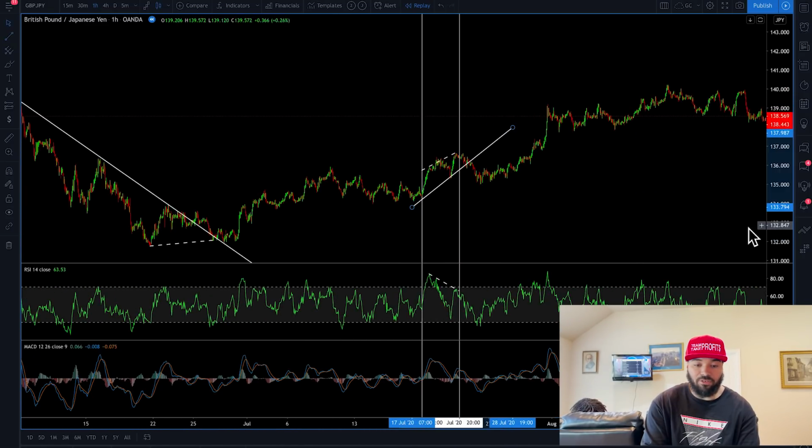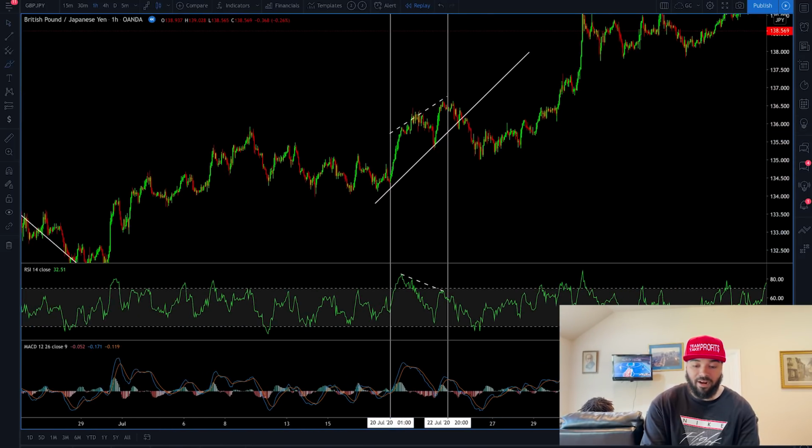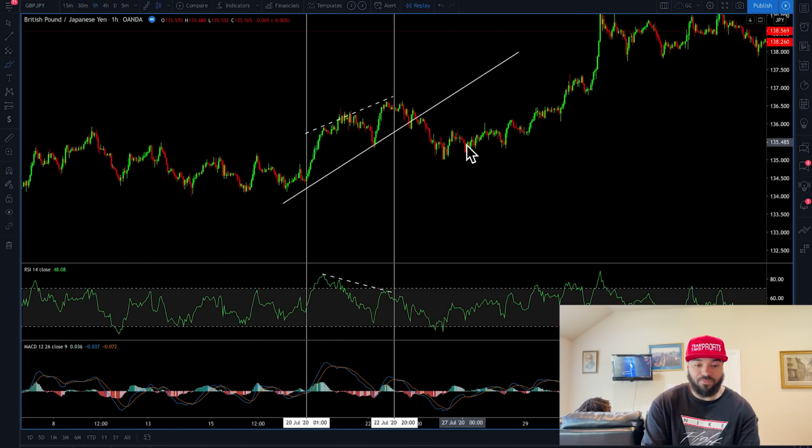All right, here we go. This is the hour chart. This is what it looked like. See that? It's making higher highs, team. See it right over here? Broke that structure. Went higher. So it's making higher highs. All right. So it's going higher.